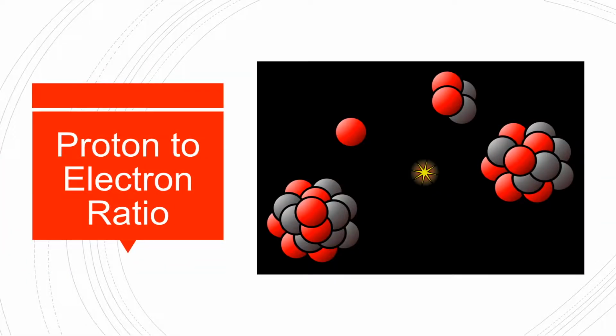So the proton to electron ratio is actually described in physics sometimes. It's the proton to electron mass ratio, mu or beta, which is simply the rest mass of the proton divided by that of the electron.